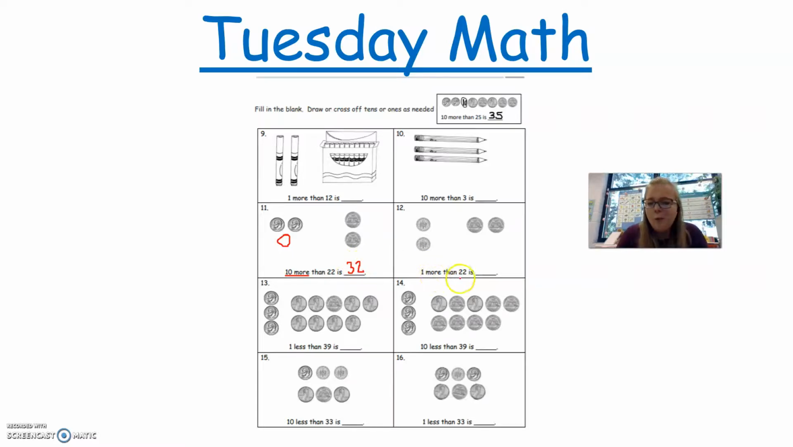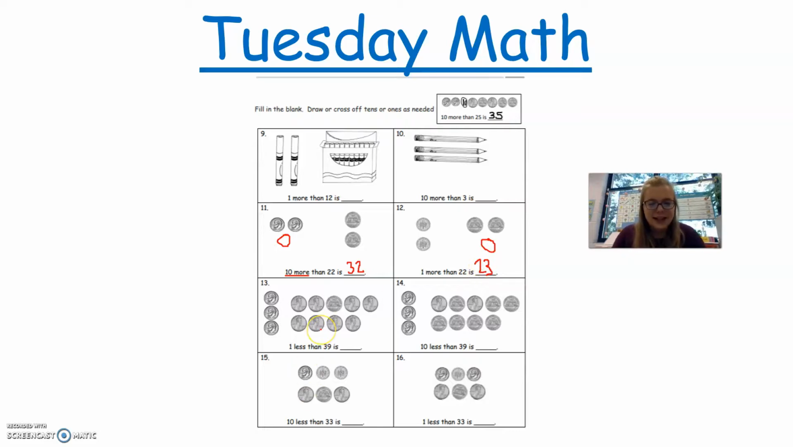Alright, now I want 1 more than 22. When I'm doing 1 more than 22, do I add a dime or a penny? A penny, right? Because I want 1 more. Since you have 10, 20, 21, 22, 23. Good job.